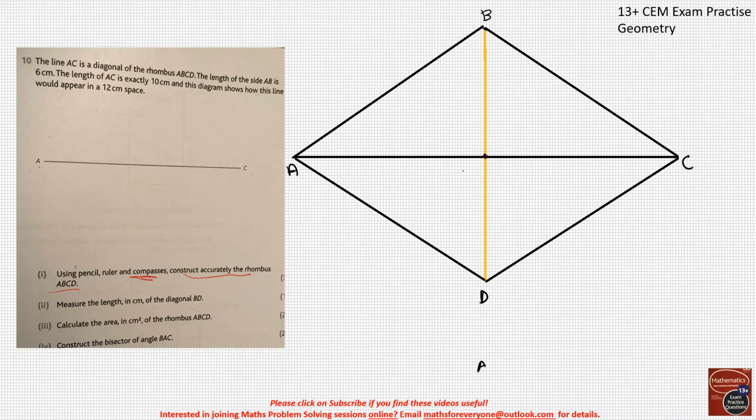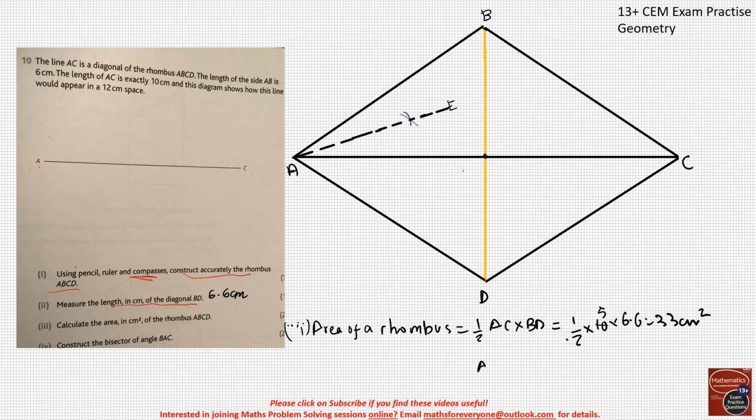Next they have said, measure in centimeters the diagonal BD. I have measured it, and the diagonal BD is 6.6 centimeters. Next it says, calculate in centimeters squared the area. The area of a rhombus we know is half AC times BD. So with AC as 10 and BD as 6.6, that's 33.